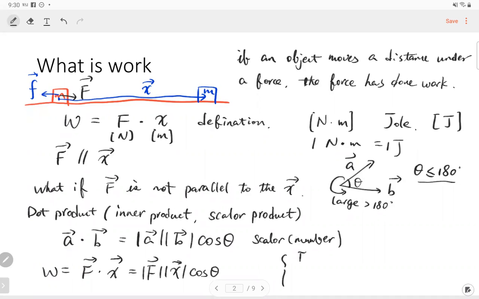If the force and displacement are parallel, then theta equals 0 degrees, so we have cosine theta equal to cosine 0 degrees. So the work equals force times displacement times cosine 0 degrees. Cosine 0 is 1. So the work is equal to the product of the magnitudes.